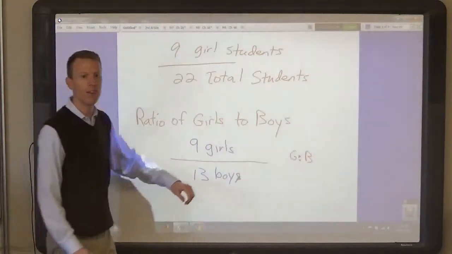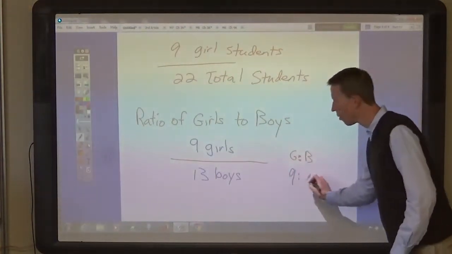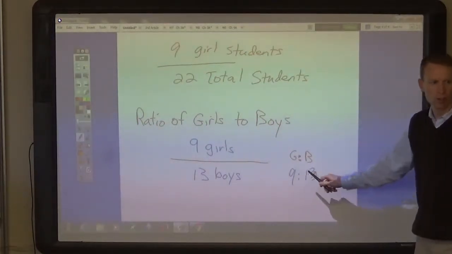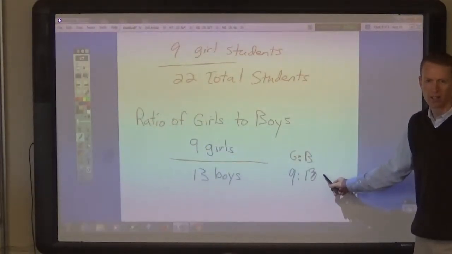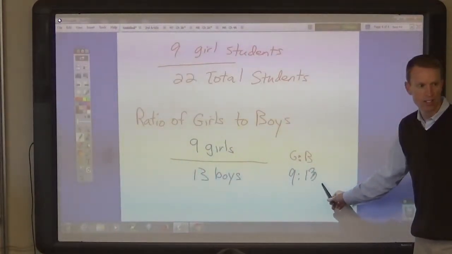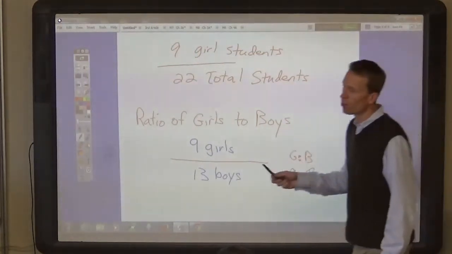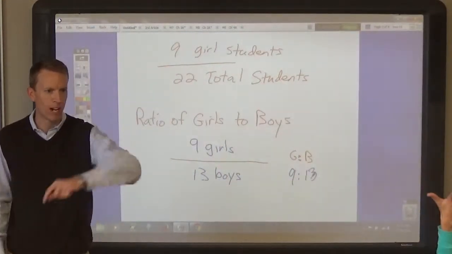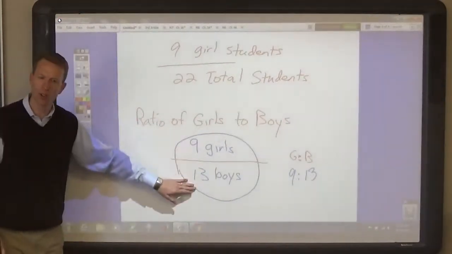Okay, ratios are written this way also. 9 with a colon and then 13. The ratio of girls to boys in 6th grade is 9 to 13. Okay? Or the ratio of boys to girls is 13 to 9. Right. If you were given a ratio, how would you figure out the total? Brett. You add it up. Add the two numbers together. This is the total. Okay?